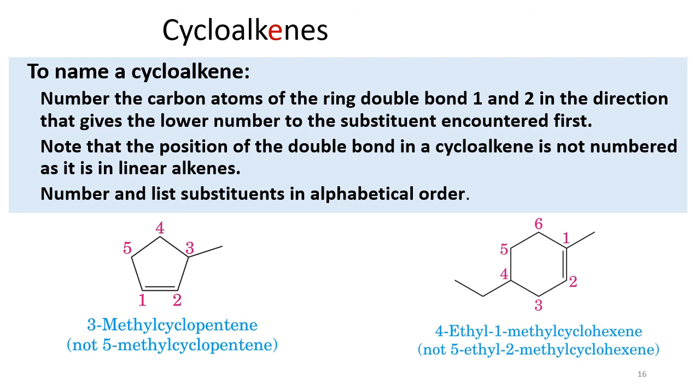Here's the rule. It's all written out for you, much more detailed than I went over in the last slide. You go ahead and you count the atoms of the ring that contains the double bond. Number them 1 and 2 in the direction that gives the lower number to the substituent encountered first. Don't number the position of the double bond, it's not necessary. And then we number and list the substituents in alphabetical order like we did last time for alkanes and cycloalkanes.